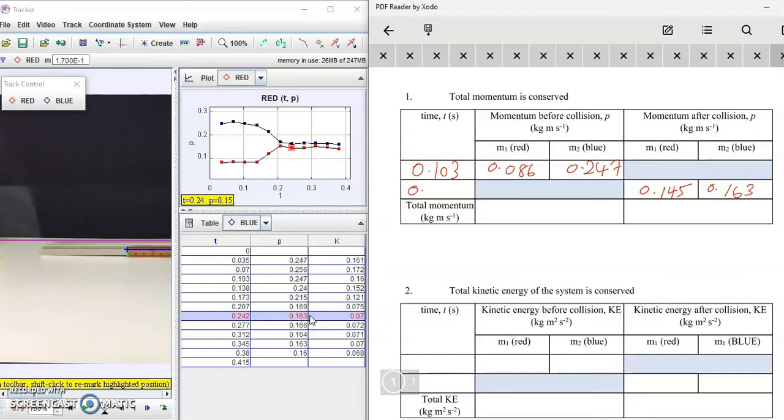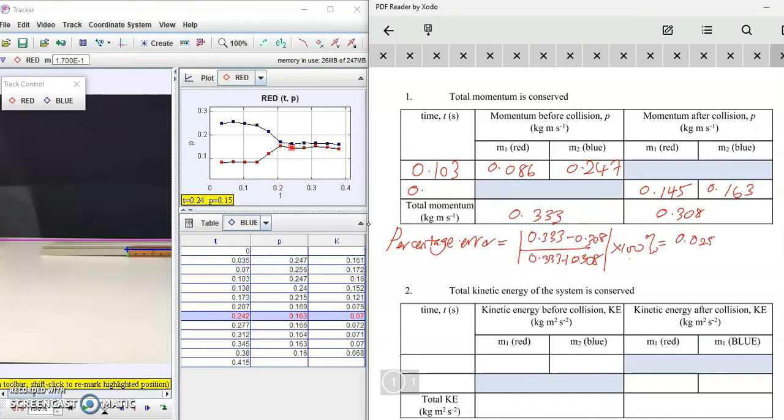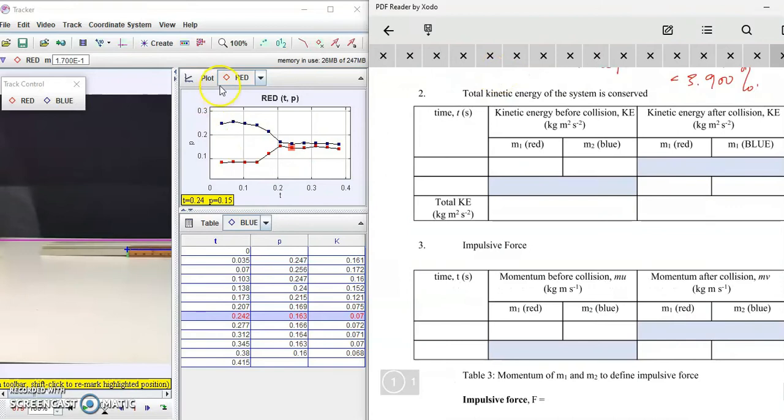so the total momentum before collision is equal to 0.333, whereas the total momentum after collision is 0.308. So the percentage error is 3.900%. Next, we will compare the kinetic energy before and after the collision.